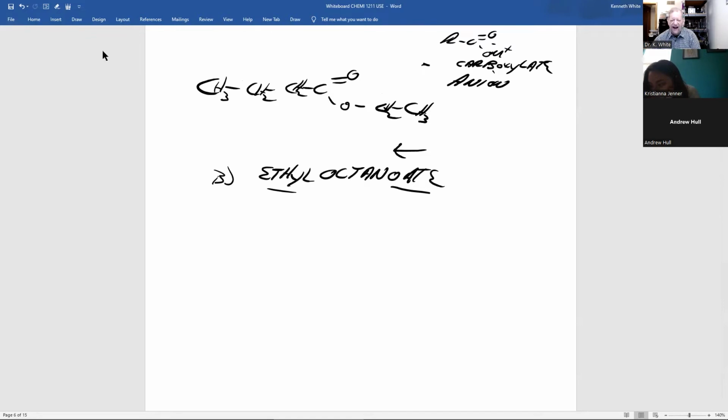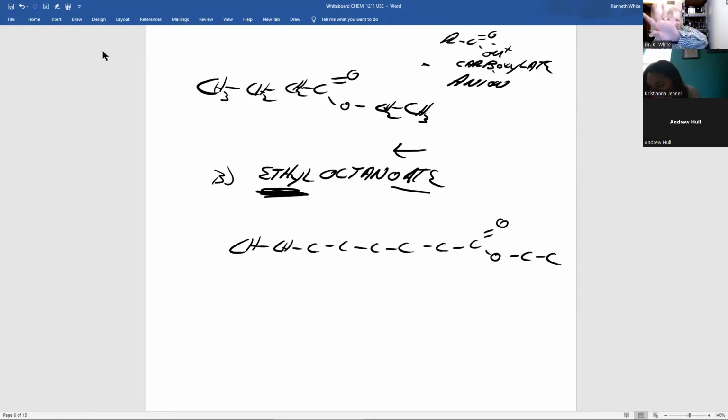If this were an E, octane, 8 carbons, including the carbonyl carbon. It's got an oxygen. What's our R prime? Ethyl, 2 carbons. And now I know I have to put in my hydrogens. There's 4 bonds to carbon. And that's how you do it.